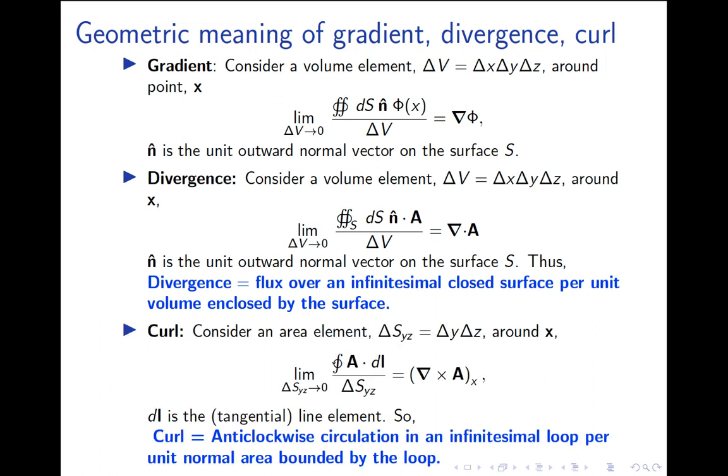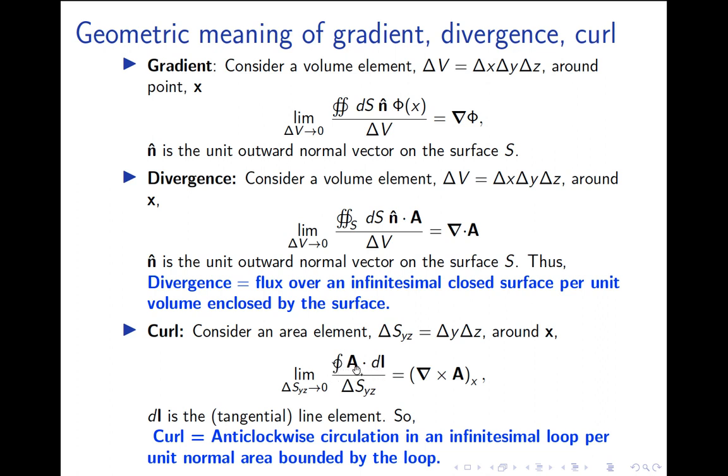And similarly, if we consider the curl of a vector field, the way we had defined it is that you have some loop, in this case a rectangular loop in the YZ plane with dimensions delta y and delta z, and the circulation of the vector field along this rectangular loop, which is given by this closed line integral.